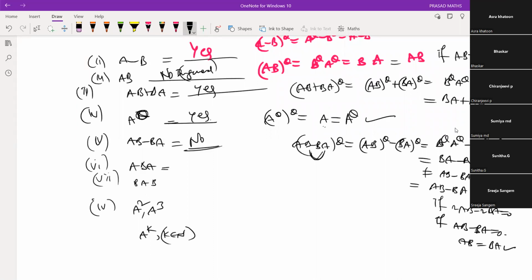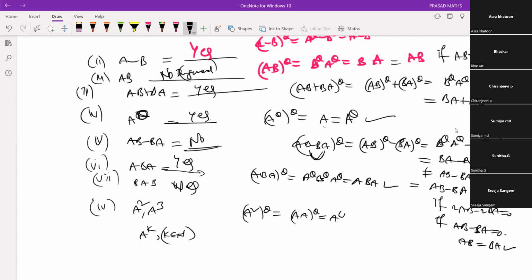Right? So next, (ABA)^θ. But what is this? A^θ B^θ A^θ, which is nothing but ABA. So therefore it is Hermitian. What is BAB? The same condition applies. Next, what is A square? A square is always Hermitian, because A square can be written as A into A, which is A^θ into A^θ, which is nothing but A into A. Therefore A square is Hermitian.